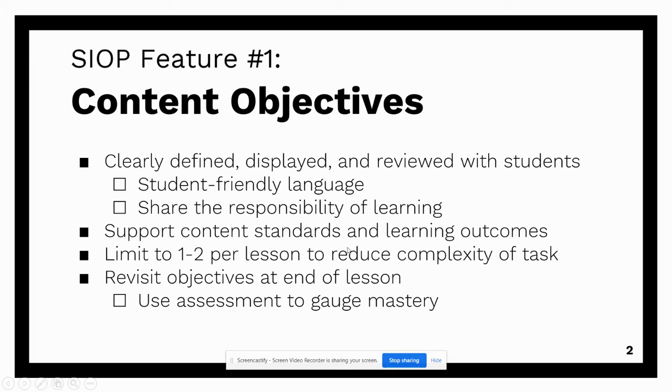So this first component is the content objectives. And so this is something, if you've already had practice with lesson planning, that we typically start with anyway when we're preparing for a lesson. So we want to make sure that our content objectives are clearly defined. They're displayed somewhere in the classroom, somewhere where students can see, and that's because we want to be reviewing it with our students. And I think that that's a big difference in how the SIOP model approaches objectives.